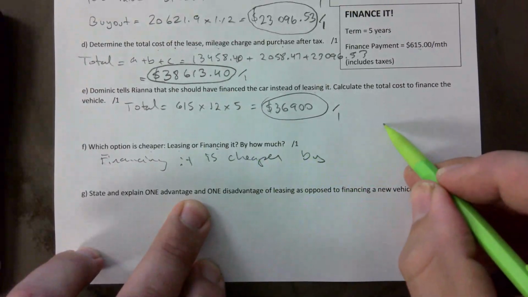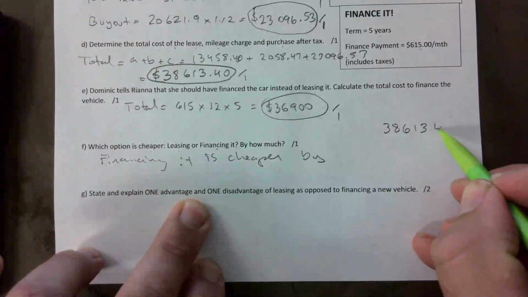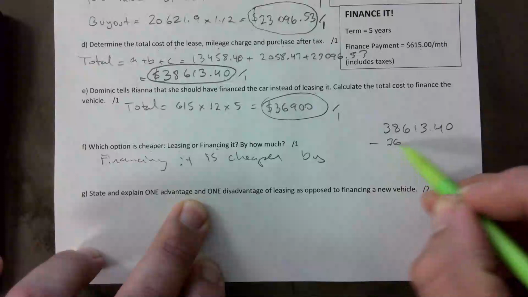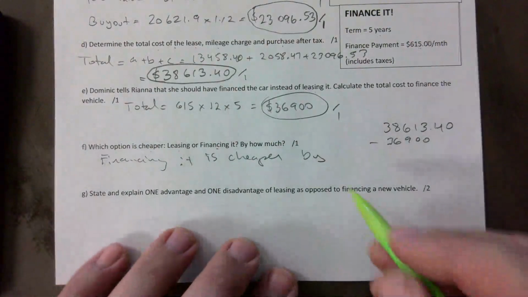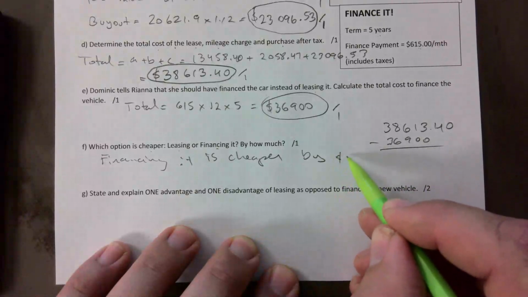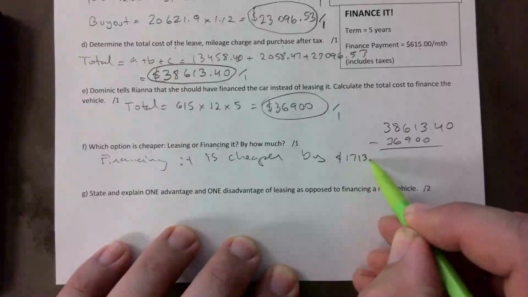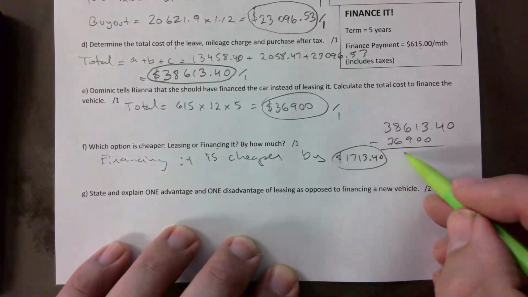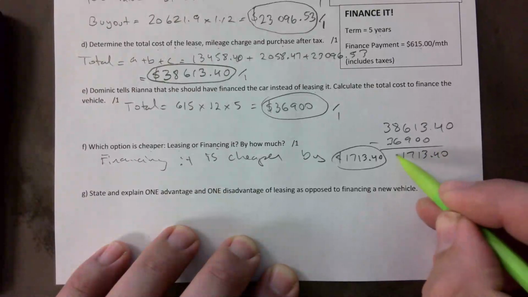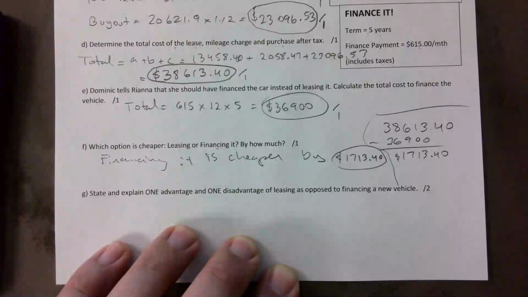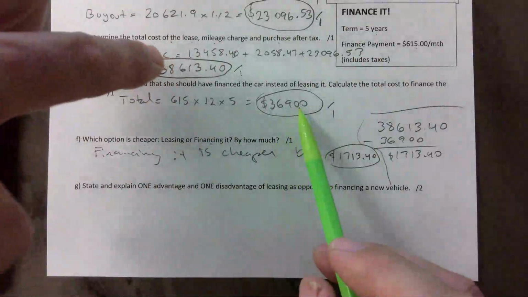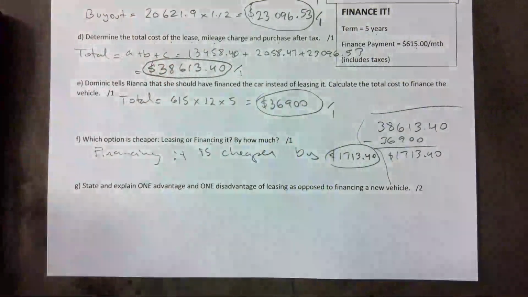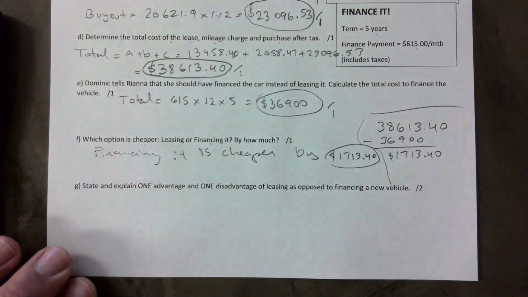You just do a little bit of math on the side here. Okay, 38,613.40 minus 36,900 is 1,713.40. That is for me, right? This is an aside here. So that's what it is for me. So it would depend on what your two answers in D and E are, and then I would just need to see the difference.